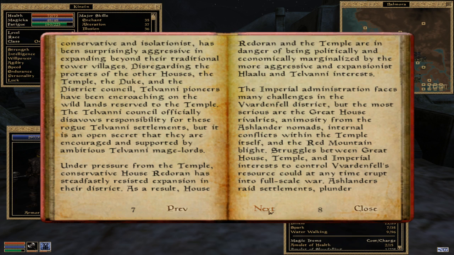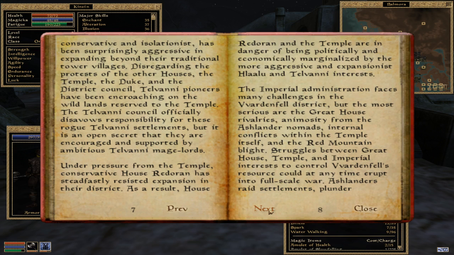Under pressure from the temple, conservative House Redoran has steadfastly resisted expansion in their district. As a result, House Redoran and the temple are in danger of being politically and economically marginalized by the more aggressive and expansionist Hlaalu and Telvanni interests.